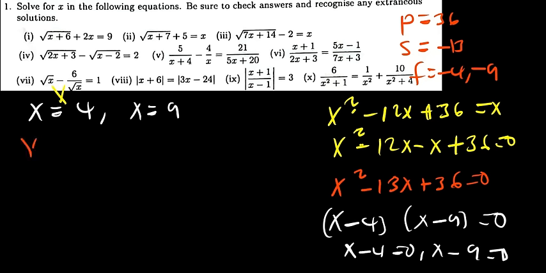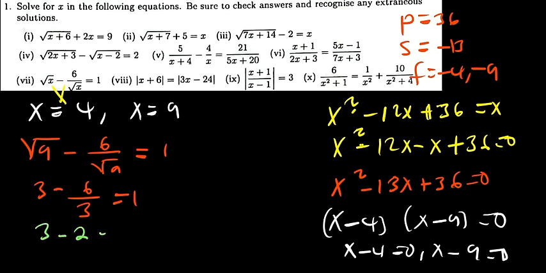The square root of, this is going to be 9 minus 6 over the square root of 9 is equal to 1. So this will be 3, then minus 6 over the square root of 9, which is 3, is equal to 1. Let's see. So we'll have 3 minus, that is going to give me 2 is equal to 1. Indeed, 3 minus 2 is 1. 1 is equal to 1. So the only solution in this case is just x is equal to 9. As simple as that.